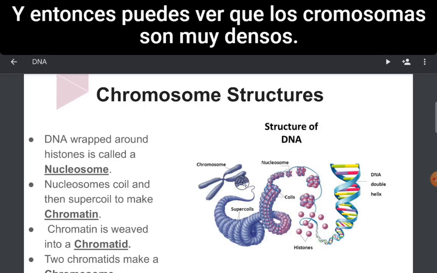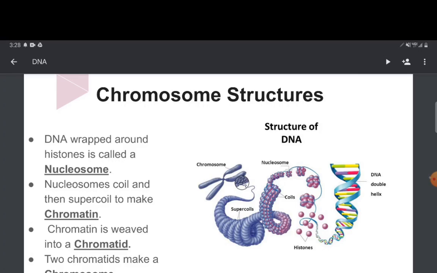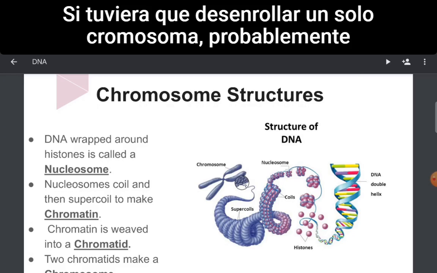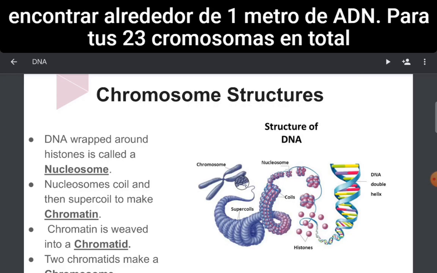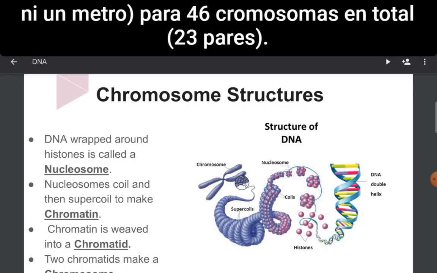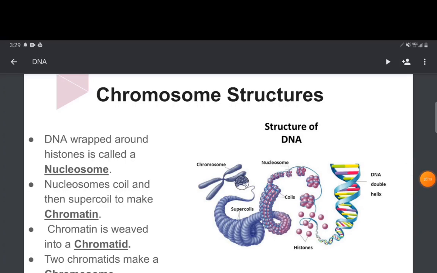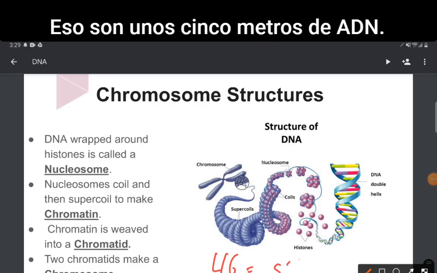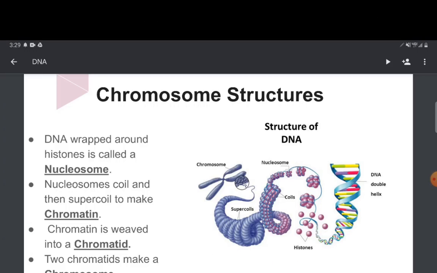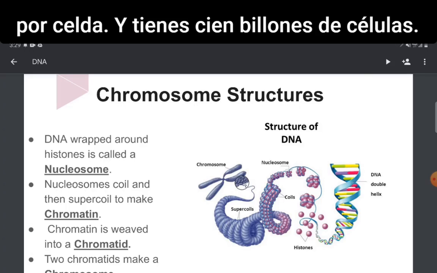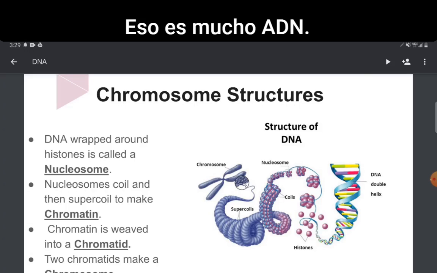And so you can see that chromosomes are very dense. If you were to unwind a single chromosome, you'd probably find about 1 meter of DNA. For your 23 chromosomes in total, oh sorry, not 1 meter. For 23 chromosomes in total, or 23 pairs, that is about 5 meters of DNA per cell. And you have 100 trillion cells. That's a lot of DNA.